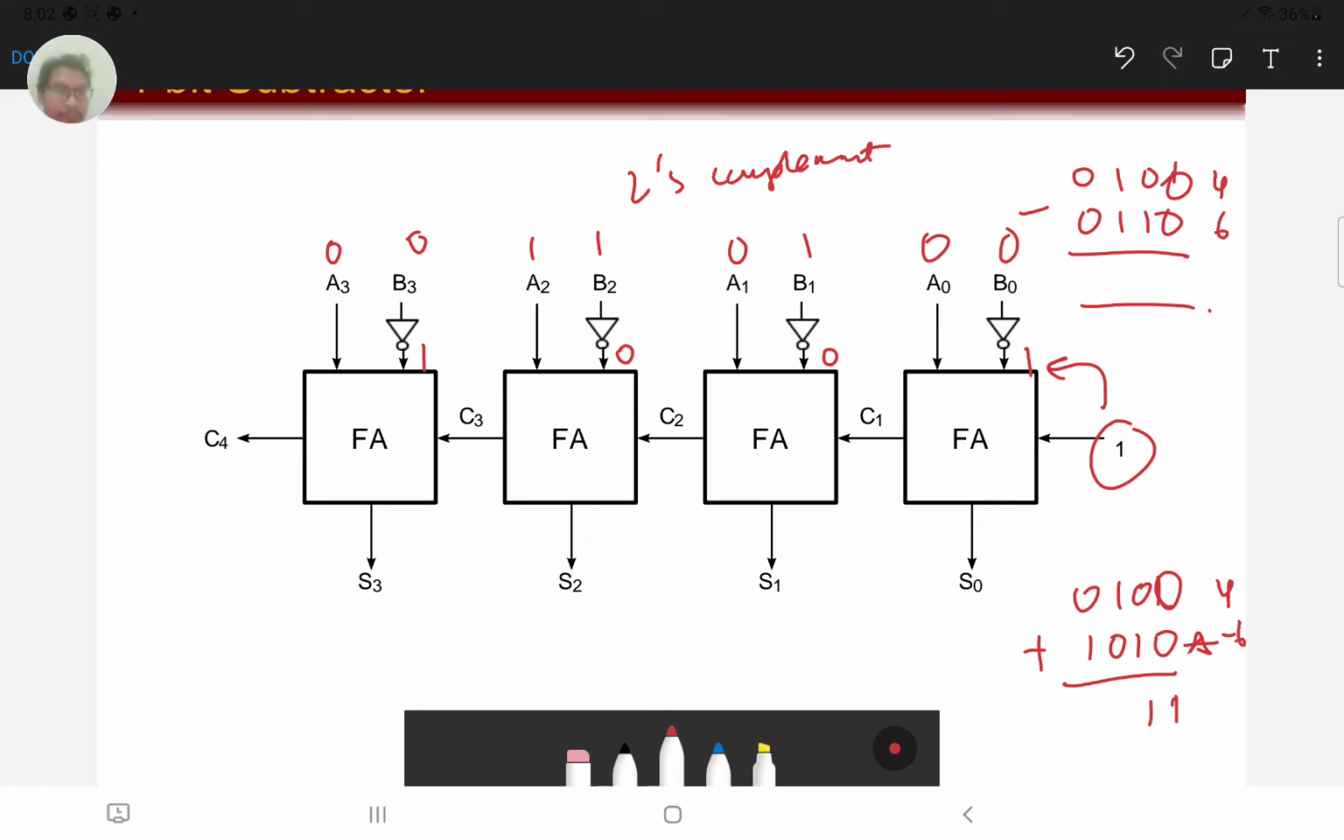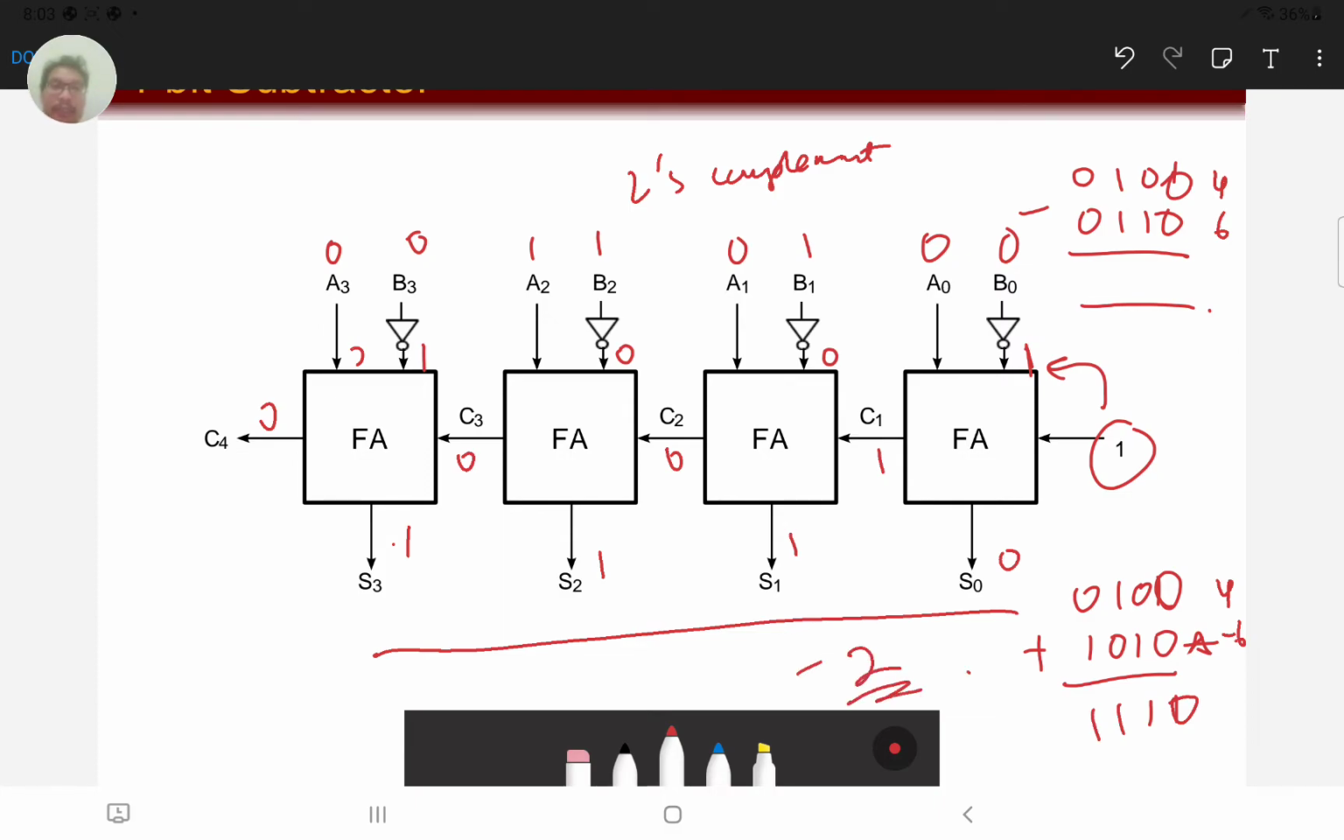So here is a 0, 0, 0, 1, 1, 1. And here we can see that 1 plus 1 plus 0. So 1 plus 1 plus 0 is actually 1, 0. 1 plus 0, 0 is 0, 1. 0 plus 0 plus 1 is 0, 1. 0 plus 0 plus 1 is 0, 1. So we see that the answer is negative 2.